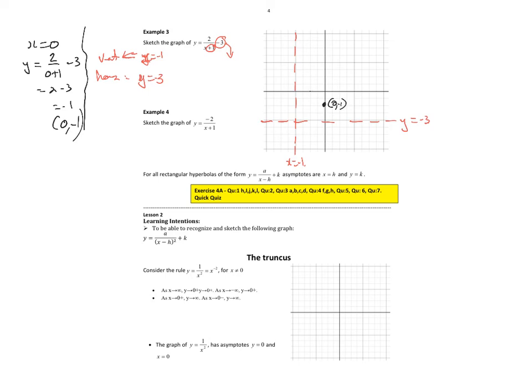which means straight away I've got an x-intercept there somewhere. So if I put y equal to 0, I get 0 equals 2 over x plus 1 minus 3. Bring the 3 across. 2 over x plus 1. Multiply it up. Bring the 3 back down. And subtract 1. Minus a third, which seems quite feasible. Minus a third there.